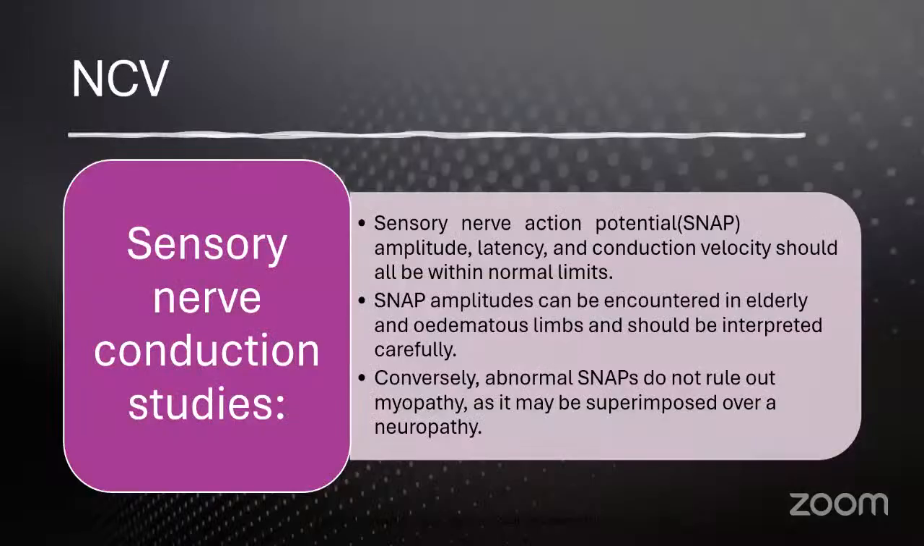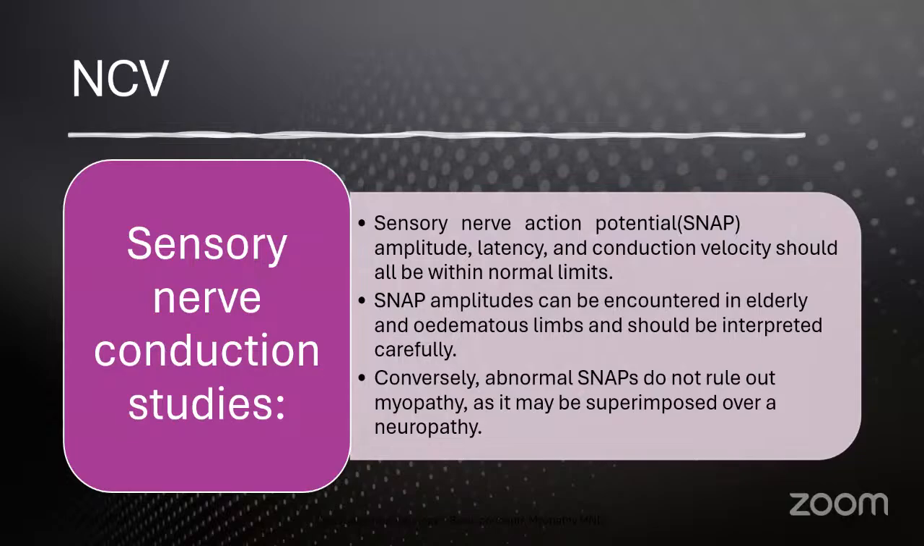Now the sensory nerve conduction studies. What happens in myopathy? Sensory nerve action potential amplitude, latency, and conduction velocity should be within normal limits. SNAP amplitudes may be diminished in the elderly and in edematous limbs, or you may not be able to elicit them, so you have to be very careful to interpret the results. Abnormal SNAPs do not rule out myopathy, as it may be superimposed on a neuropathy. So you can't unequivocally say that it is myopathy if abnormal SNAPs are there. They may coexist: there may be myopathy and neuropathy coexistent.